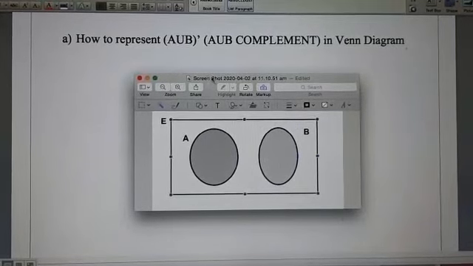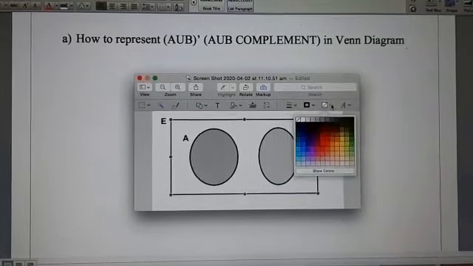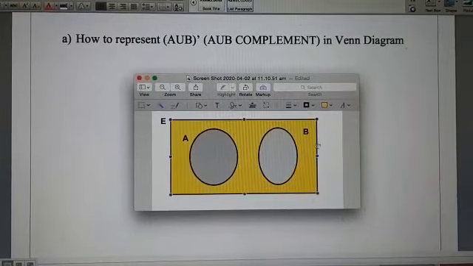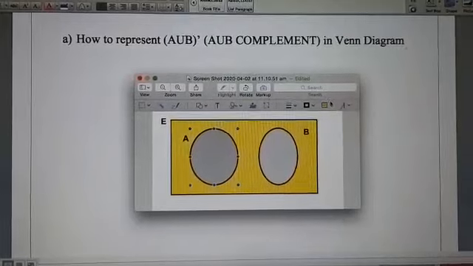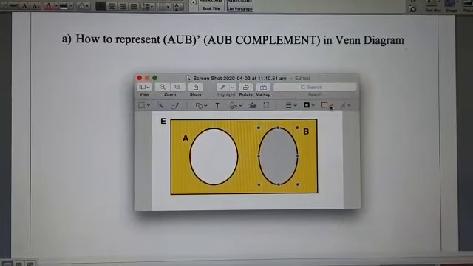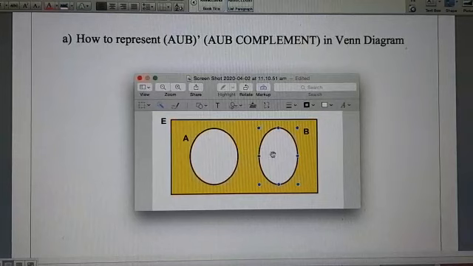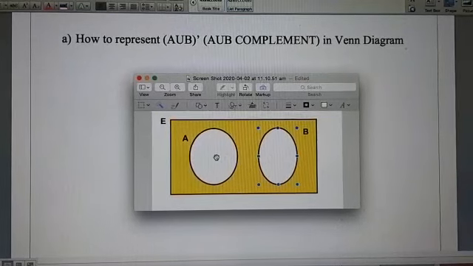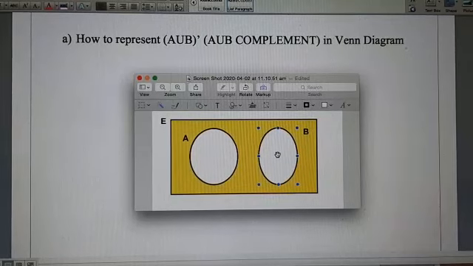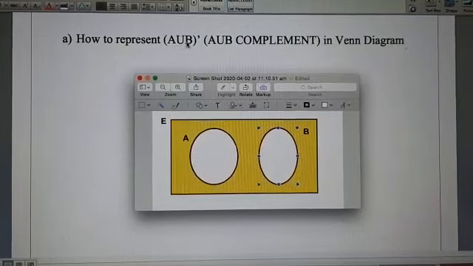However, for A union B complement, you are not supposed to shade A and B. So I am now going to shade the region other than A and B in case of the complement of A union B. Now this is the complement of A union B. So A union B means A and B complete circles, while the complement of A union B means the region other than that included in A and B. So the region outside A and outside B within the rectangle will be shaded in this case.